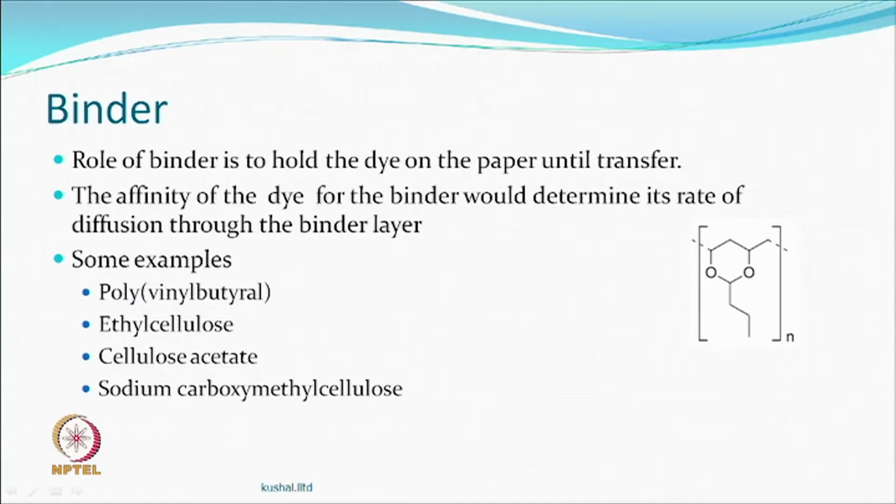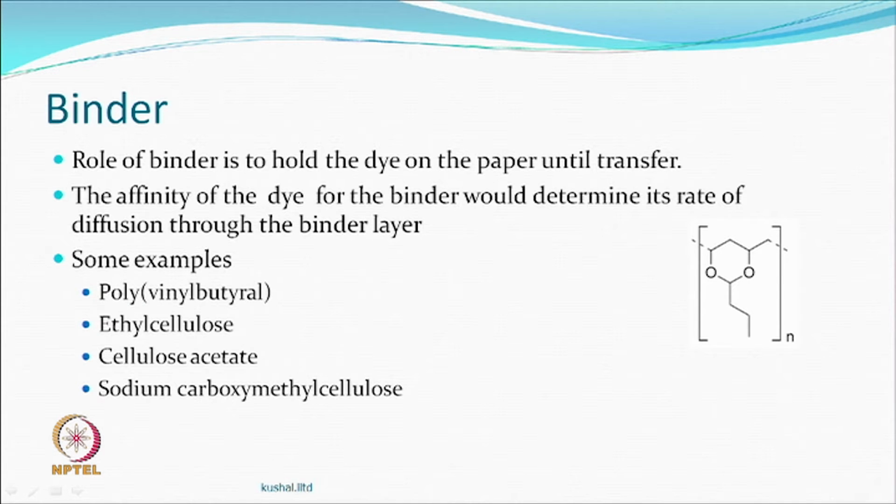Some of the examples which we see here written as a polyvinyl butyral, which has a structure of something like this, which is a polymer. So, you can make a polymer layer. Other things which you are quite familiar, ethyl cellulose or cellulose acetate and carboxymethyl cellulose, all of them can be used, and so we hope that transfer will take place.